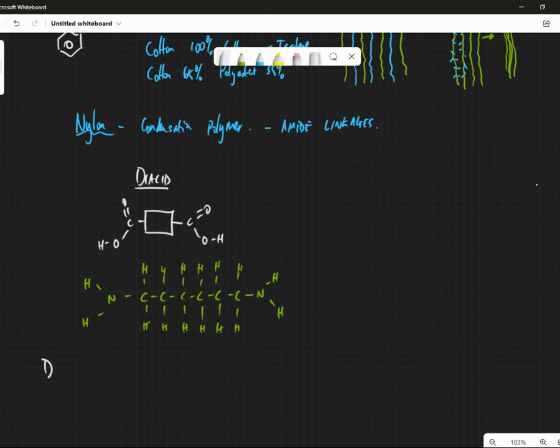This is a diamine. This functional group is known as an amine, and there's another amine group there. There are two amine groups. Now, what's it called? I'm going to guess 1,6-diamino hexane. I'm guessing. I think it's called that. I can't remember. But anyway, for nylon, we have a diacid and a diamine.